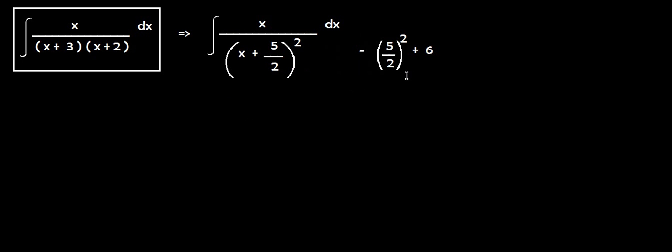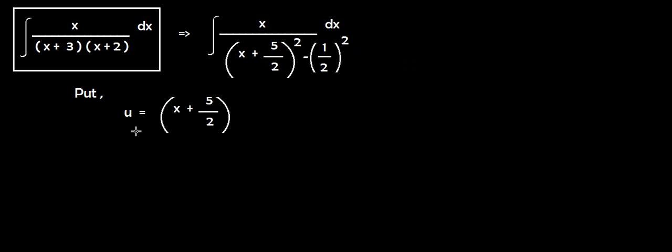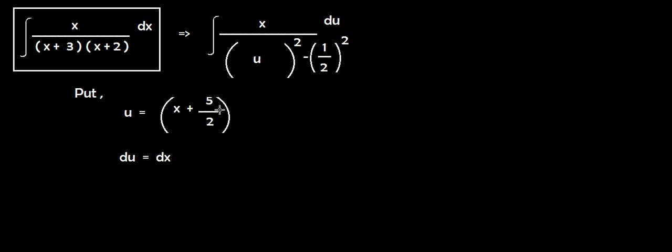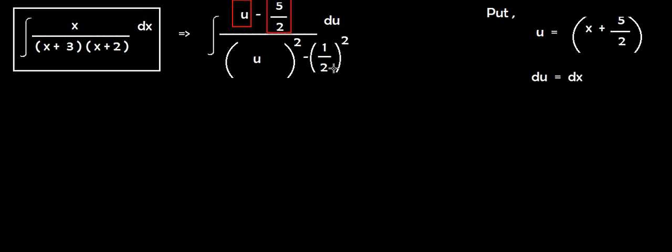You can solve this part using the substitution method by substituting u equals x plus 5 by 2. Now differentiating both the sides, we get du equals dx. I can replace these two equations of u and dx in the main equation, and also you can change x as u minus 5 by 2. Now you're going to distribute this denominator to u and minus 5 by 2.